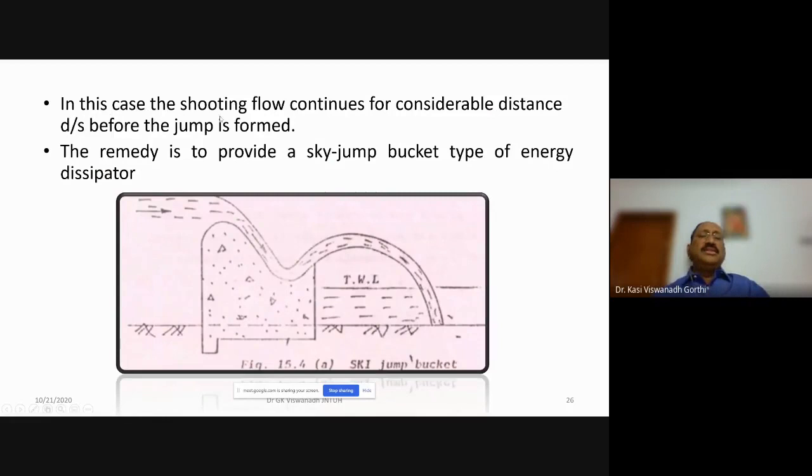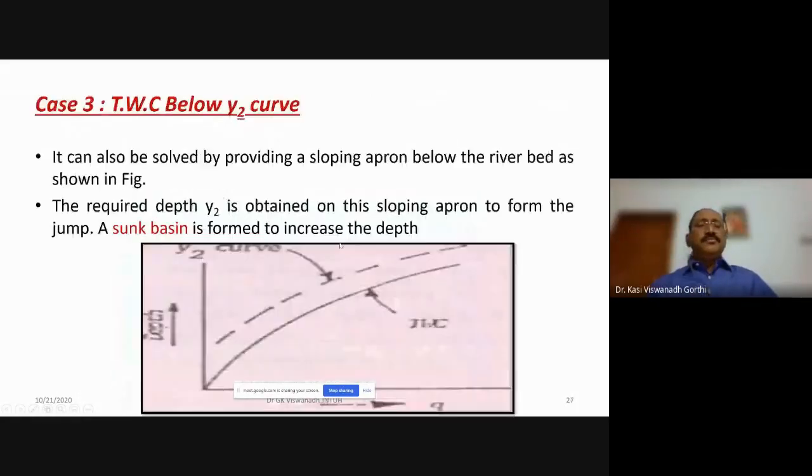In this case, the shooting flow continues for a considerable distance downstream before the hydraulic jump is formed. The remedy is to provide a sky jump bucket type of energy dissipator. So this is a spillway at the downstream, and the energy dissipator is provided like this. This is called a sky jump energy dissipator. The water which is falling here is let once again to move up, raise its level and then fall. Thereby, some more energy gets dissipated here.